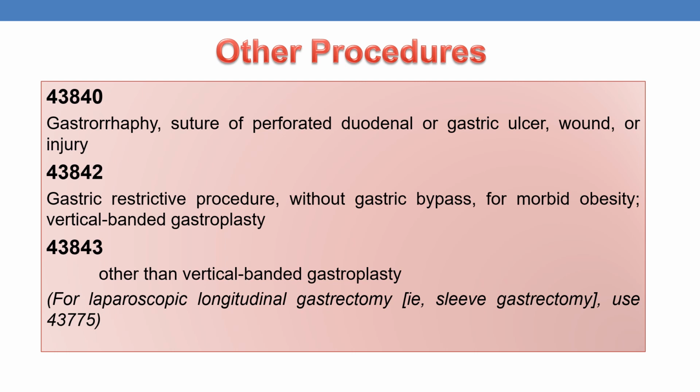Next is 43842. It deals with gastric restrictive procedure without gastric bypass. Gastric restrictive procedure without gastric bypass for morbid obesity, vertical banded gastroplasty. And if it is other than vertical banded gastroplasty, the CPT is 43843. Complete description of 43843 is gastric restrictive procedure without gastric bypass for morbid obesity other than vertical banded gastroplasty. Oplasty is nothing but surgical repair.